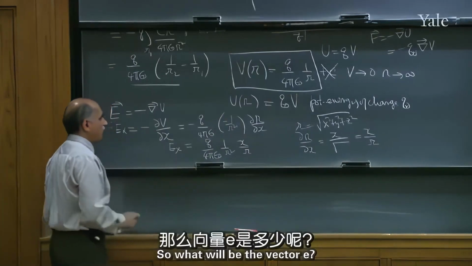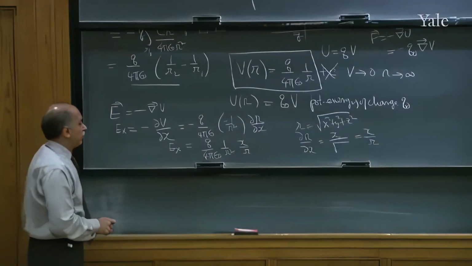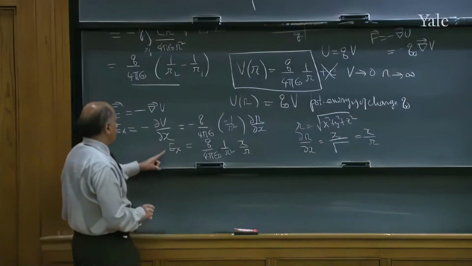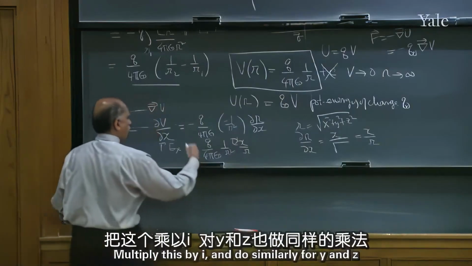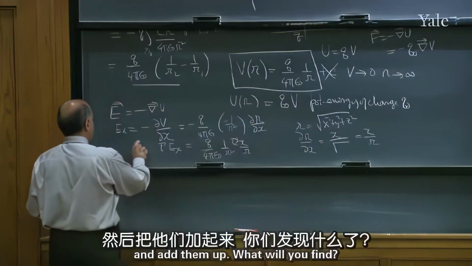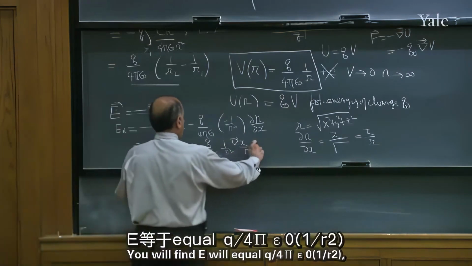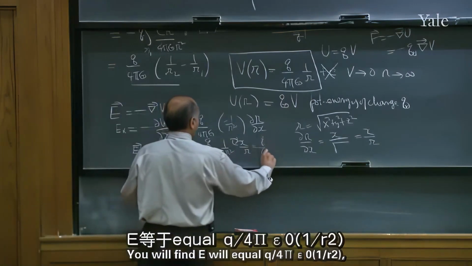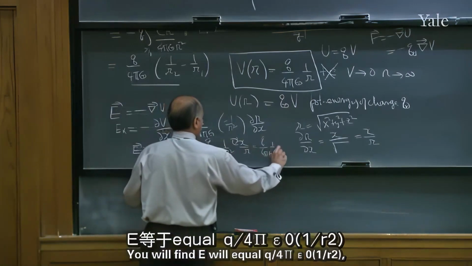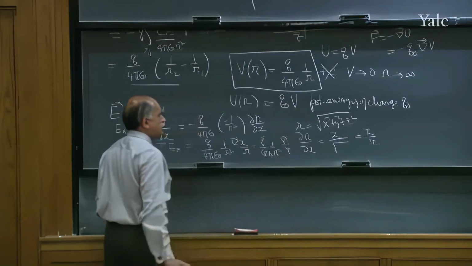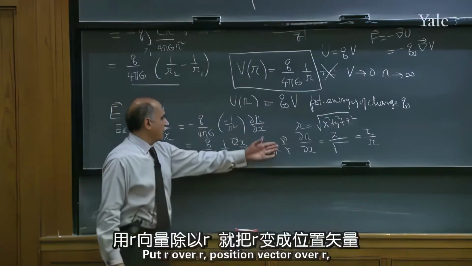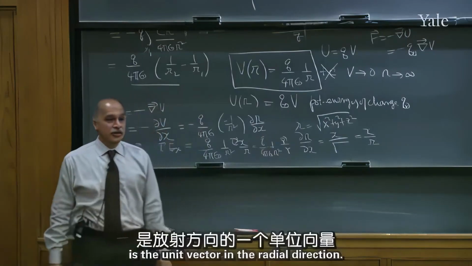So what will be the vector E? Can you do that in your head? Multiply this by i and do similarly for y and z and add them up. What will you find? You will find E is equal to Q over 4 pi epsilon 0, 1 over r squared times r over r. But r over r, the position vector over r, is the unit vector in the radial direction.